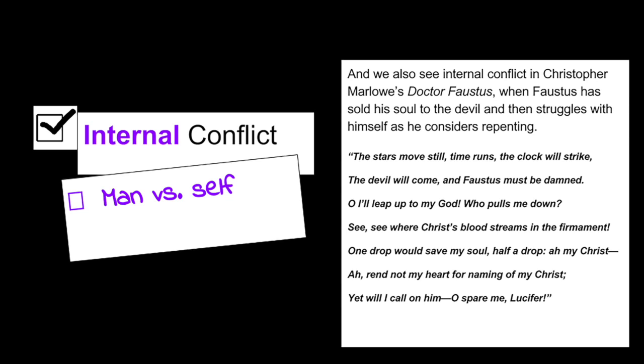The stars move still. Time runs. The clock will strike, the devil will come, and Faustus must be damned? Oh, I'll leap up to my God who pulls me down. See where Christ's blood streams in the firmament. One drop would save my soul, half a drop. Oh, my Christ. Oh, rend not my heart for naming of my Christ, yet will I call on him. Oh, spare me, Lucifer.